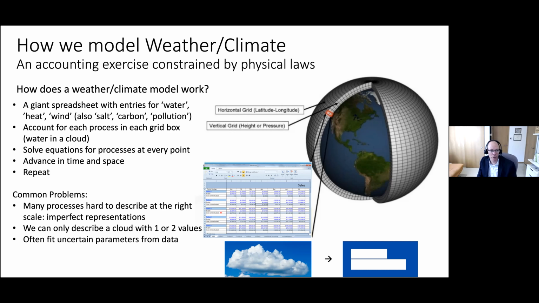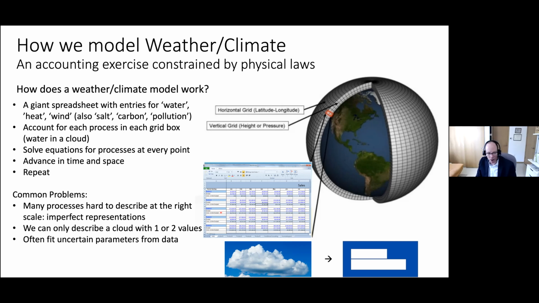And then you account for all the processes, and you write physical equations that describe how these things will change over time: how energy comes into the system, how water condenses into a cloud, how it falls out of a cloud with precipitation. You then solve these equations for all these processes at every point, and you then have a set of equations for how these points interact. So how the wind blows and how it pushes around all these quantities like heat, carbon, salt, pollution. And you basically advance it in time, and you advance it in space, and then you repeat. So it's this giant set of spreadsheets all over the planet that you're just iterating in space and time.